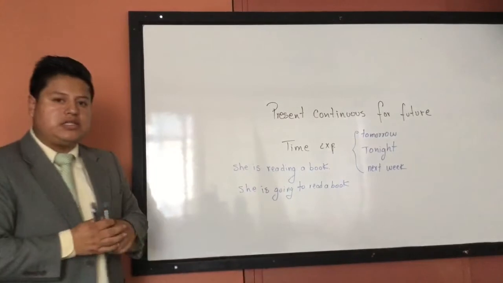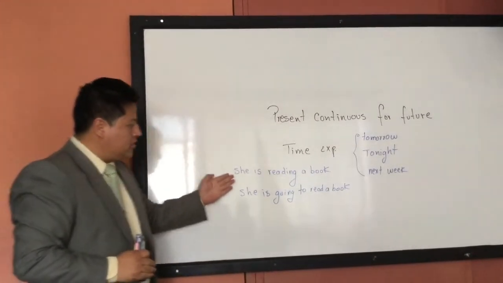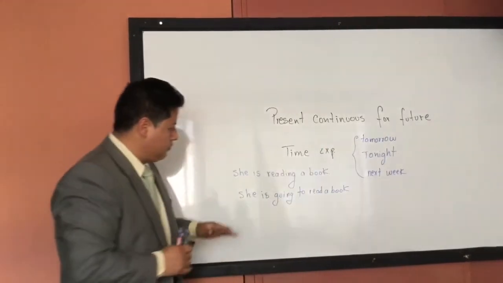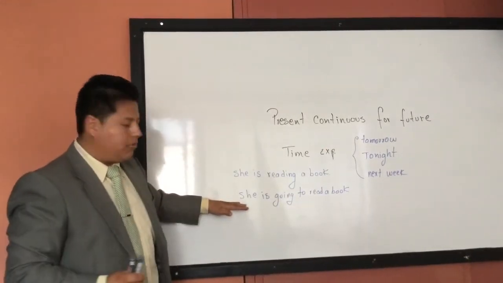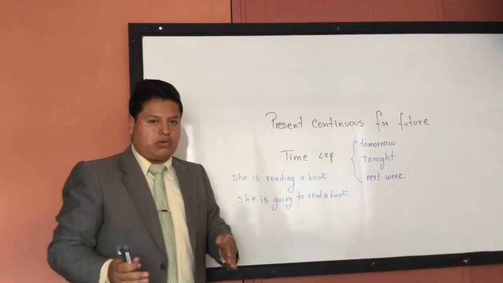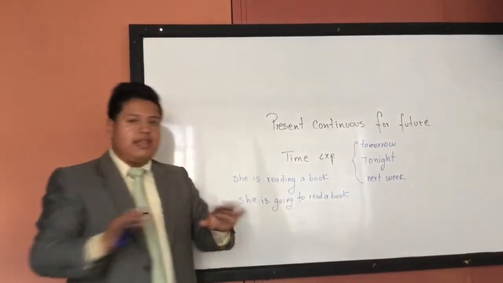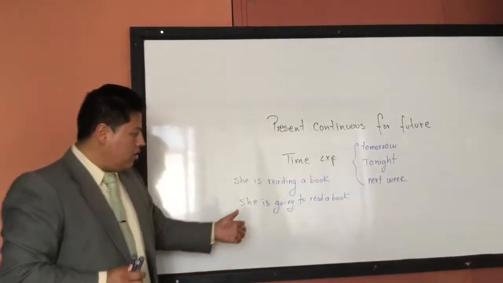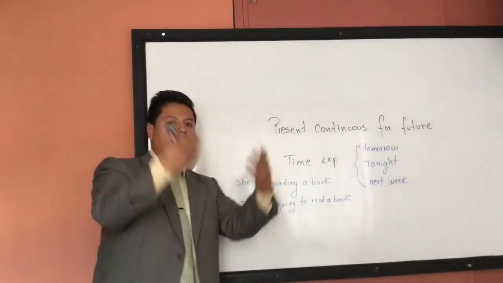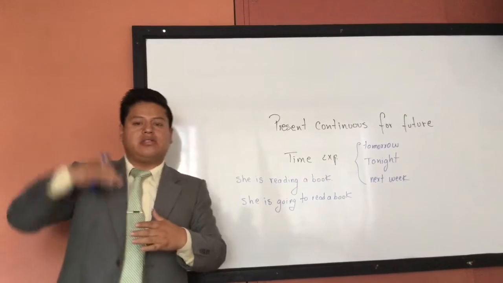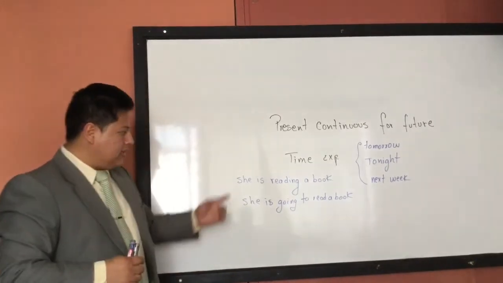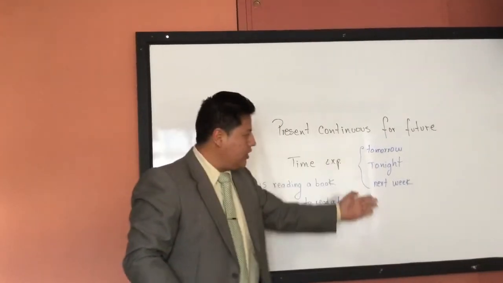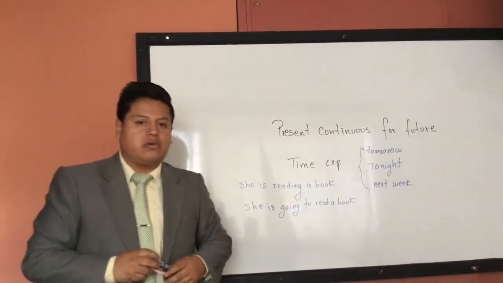Okay, let's check the differences. She's reading a book is present continuous. But if you say she's reading a book tomorrow, you have the same example as she's going to read a book. In this one, it's not necessary to put those time expressions. You only say she's going to read a book, and you are talking about the future. But here you are talking about present continuous, and you put the phrase, and you make it future.